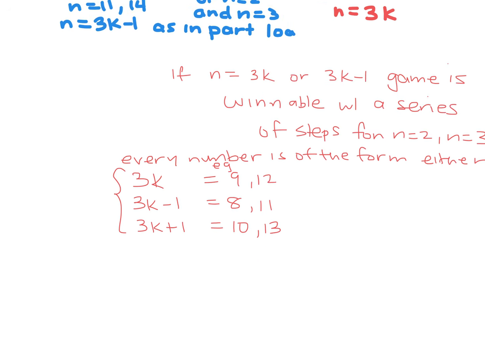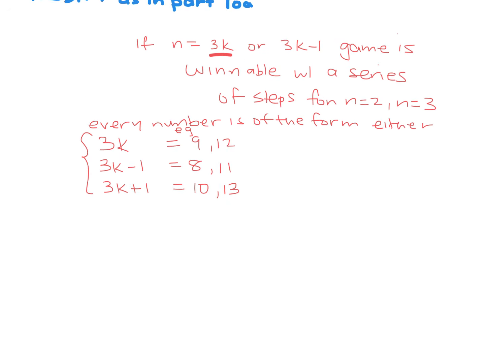So we've already proved that the game is winnable for these 2 guys. So 3k, winnable. So we'll put a W for winnable. So now we have to turn our attention to 3k plus 1. Can you win with 3k plus 1? Okay, so let's see.